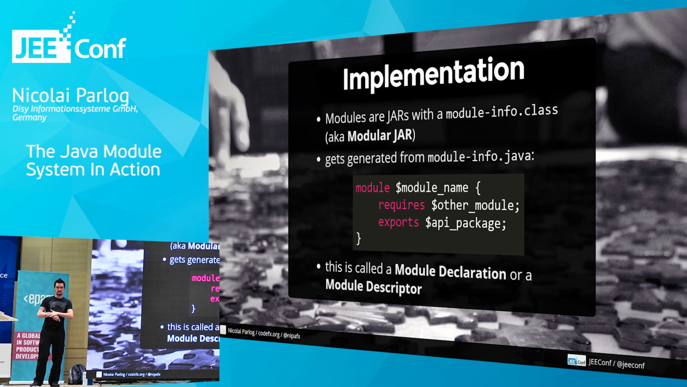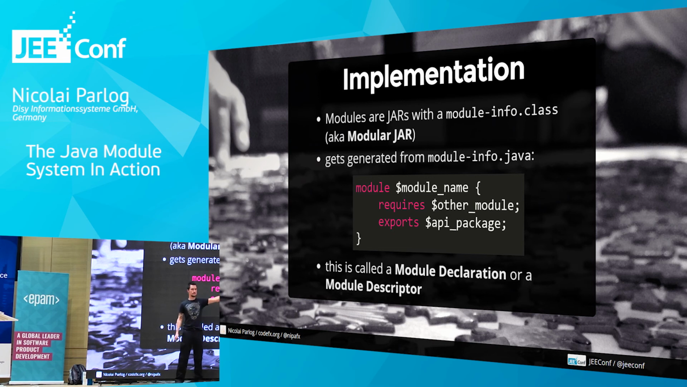So what's a module? A module is a jar, just like today, and in there is a module-info class. This module-info class will be compiled from a module-info.java, and the module-info.java looks like this. It's very simple. You write module, and this is my module name.